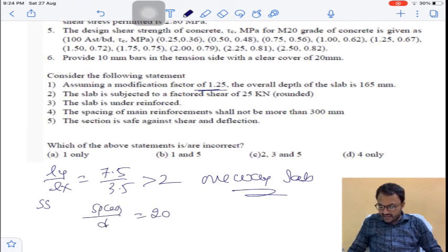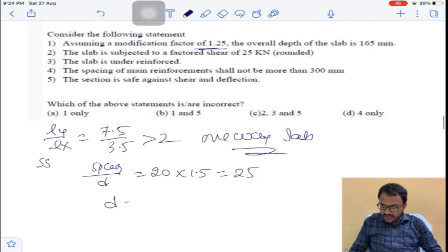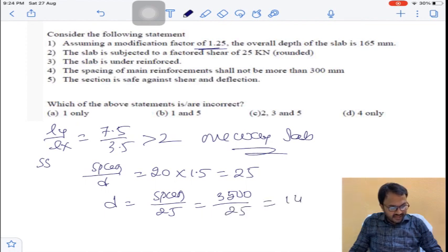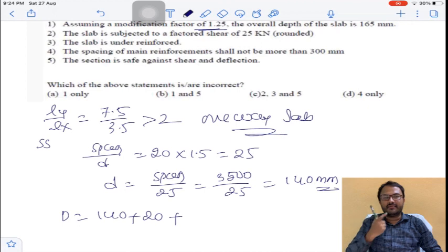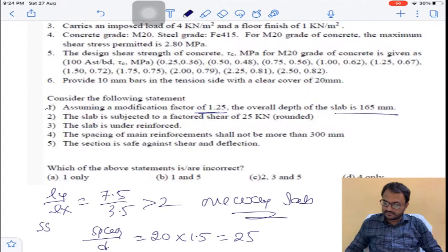As it is simply supported, span to effective depth is equal to 20. He has given modification factor 1.5, so we multiply and it will be 25. Then effective depth will be span divided by 25. The span is 3.5 meter, that is 3500 divided by 25. You will get 140 mm, so this is the effective depth. Now overall depth is equal to 140 plus clear cover 20, which is the minimum cover in the slab. He has given the diameter of the bar as 10 mm, so to get the overall depth we need to add half of the diameter, that is 10 by 2. So it will be 165. Overall depth is 165, so statement 1 is correct.